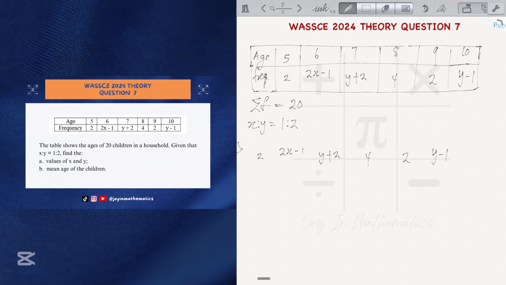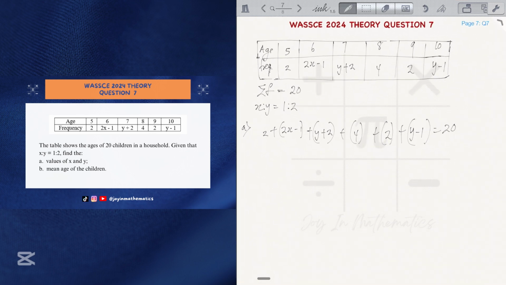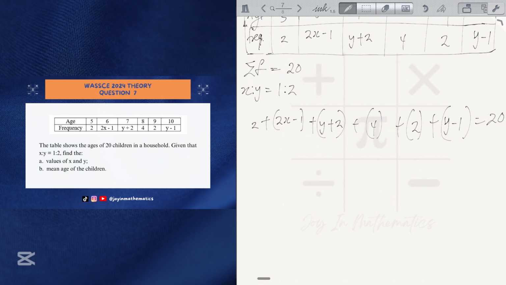So we are saying 2 plus 2x plus 1 plus y plus 2 plus 4 plus 2 plus y minus 1 is equals to 20. So that's the first expression. So with this, if we simplify this now, if you open the brackets on the straight line, 2 plus 2x minus 1 plus y plus 2 plus 4 plus 2 plus y minus 1 is equals to 20. So let's begin with the numbers.